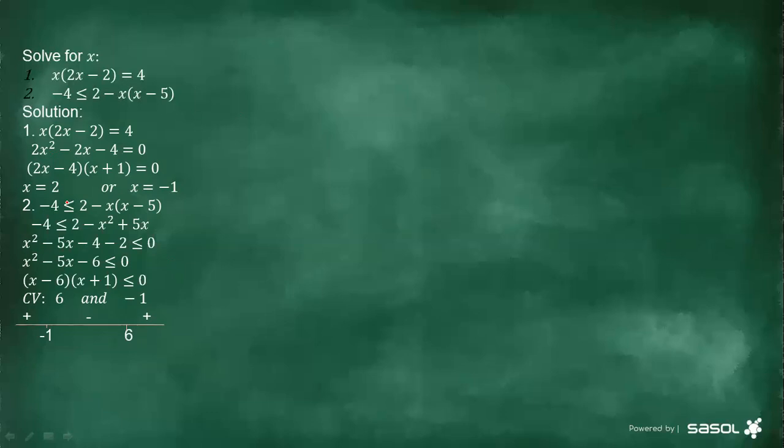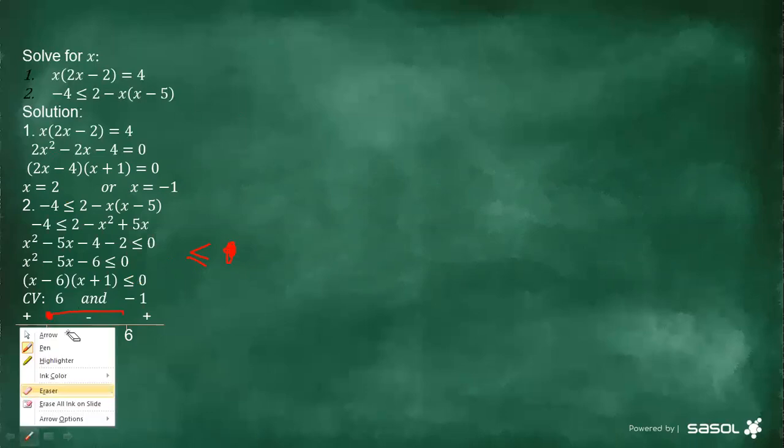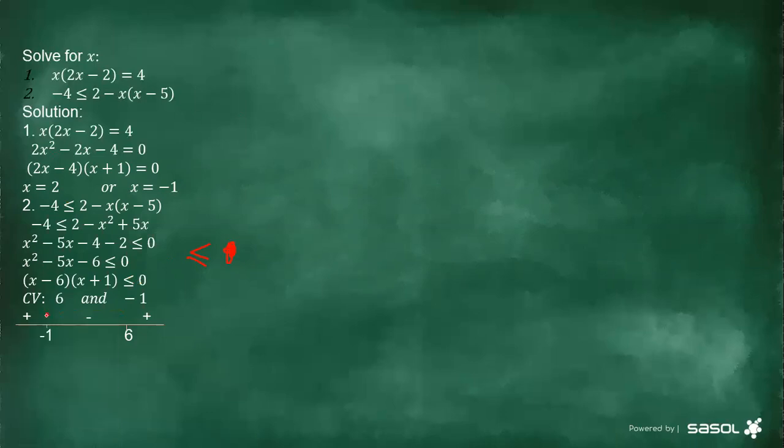Yeah, right. And then from there we are on top now. Remember this one has an equal sign. So if the sign has an equal sign, we use a closed dot on top of your critical values. On top of this one is a closed dot, and then on top of this 6 is a closed dot again.